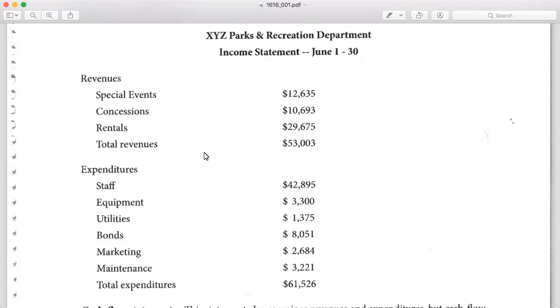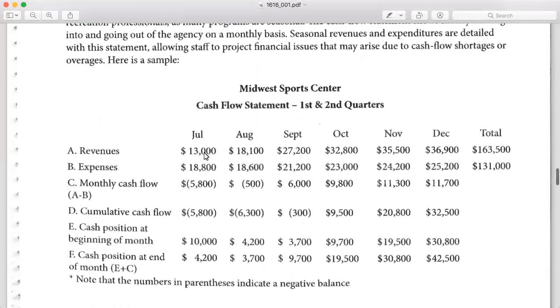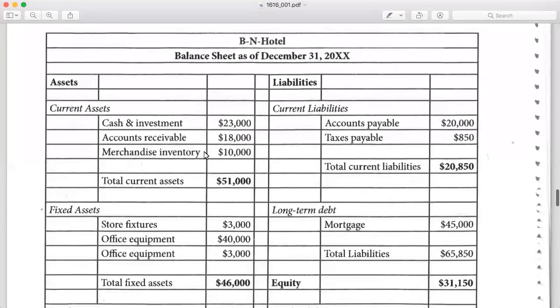Now, we're going to go through the balance sheet next. So this is a balance sheet right here. The balance sheets are sometimes called statements of financial position and represent the accounting equation, and this is important: assets equals liabilities plus equity. So assets equal liabilities plus equity.